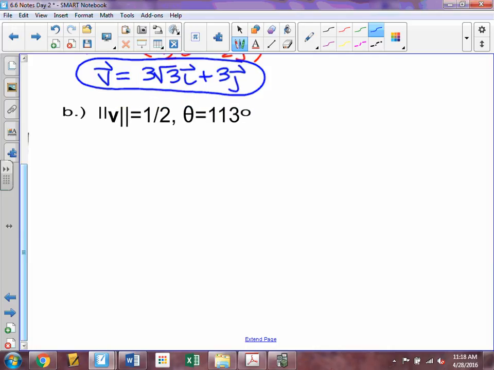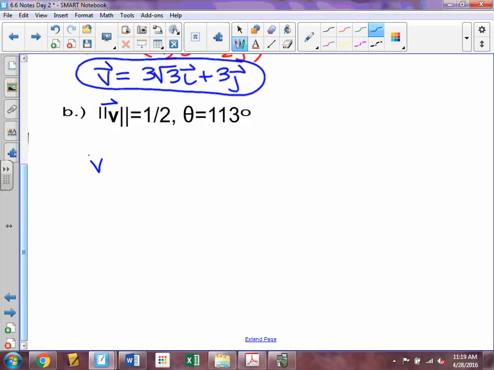Lost part of the magnitude piece there, but vector v, the magnitude of vector v is 1/2, and theta is 113 degrees. Do you know the exact values for a 113 degree angle? Neither do I. So what do you think we're going to have to use? So what tool do we have? Calculator. Okay, not a trick question, we're going to use the calculator.